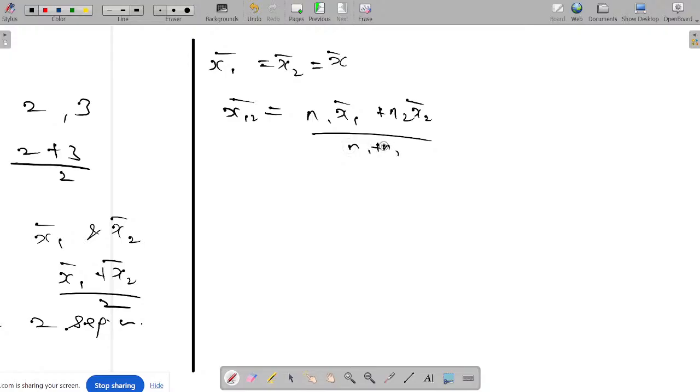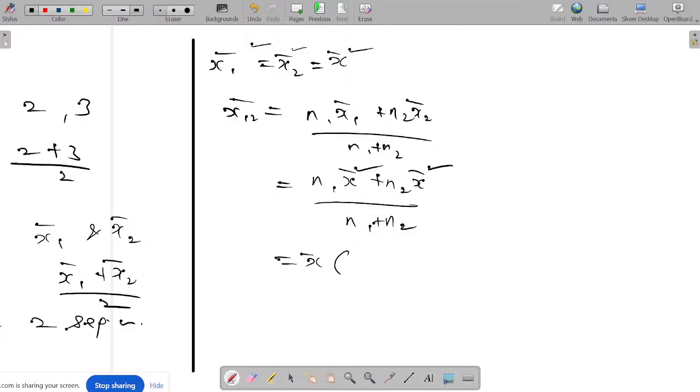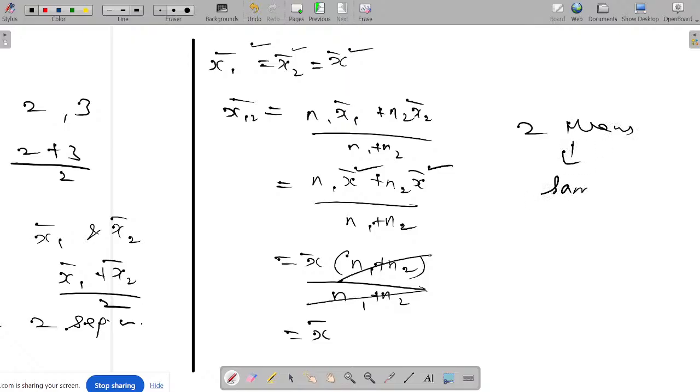You're coming along with me? Yes, tell me. Instead of X1 bar and X2 bar, substitute X bar. So this is N1 X bar plus N2 X bar divided by N1 plus N2. X bar is common, so take out the X bar value. So this is N1 plus N2 divided by N1 plus N2. We can strike out the whole thing, which leaves X bar itself. So if you have 2 means and both are the same, then it is the same as X12 bar itself, which means X1 bar is equal to X2 bar, equal to X12 bar.